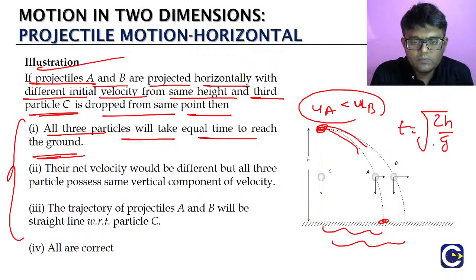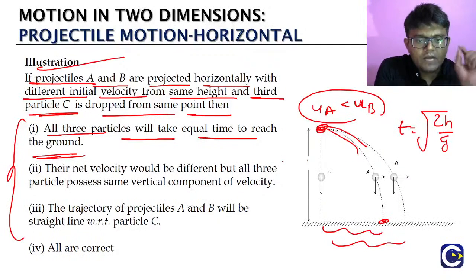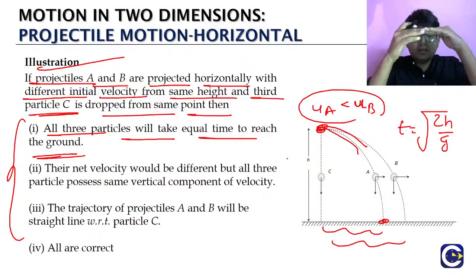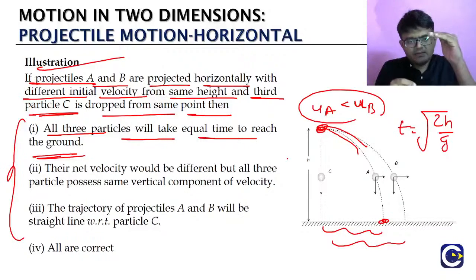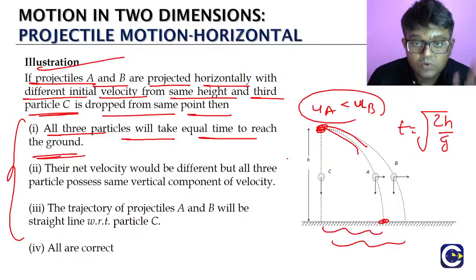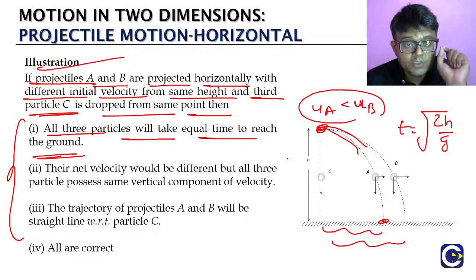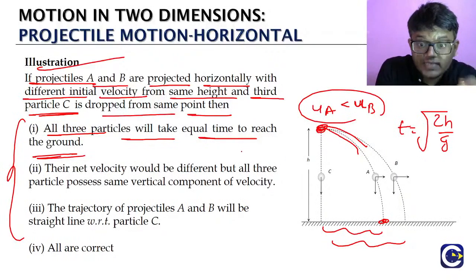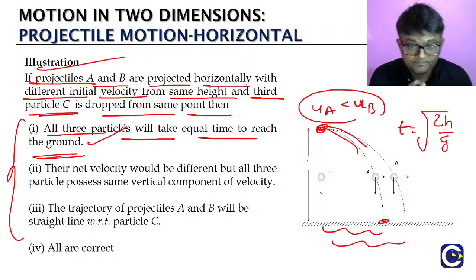Which means here in this case we have two horizontal projectiles, but it doesn't matter. A as well as B, all of them are thrown from the same height. For the particle C which is dropped, what is the time it takes to come down? Root 2h by g. For the particle A which is projected horizontally, time to come down is what? Root 2h by g. For the particle B which is projected horizontally, time to come down is what? Root of 2h by g. So all three particles will take equal time to reach the ground. So this is correct.